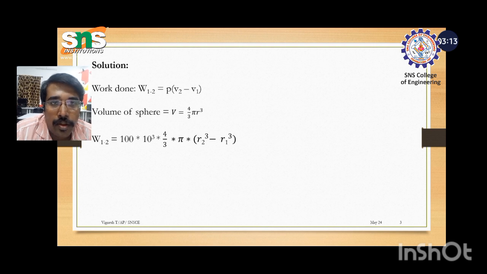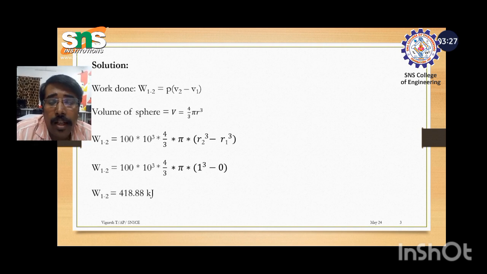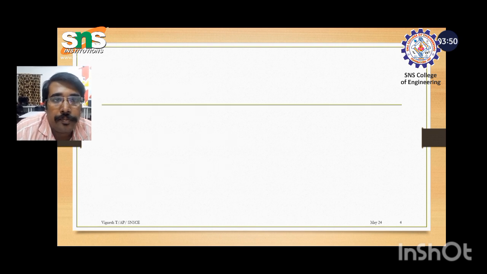You know the initial and final radius of the balloon, so you substitute them and you get the work done as 418.88 kilojoule. So this much work has to be given in order to fill the hydrogen gas at 100 kilopascal inside the balloon, to increase the radius from 0 meter to 1 meter. So this much work done you have to give. Now you will see another problem.